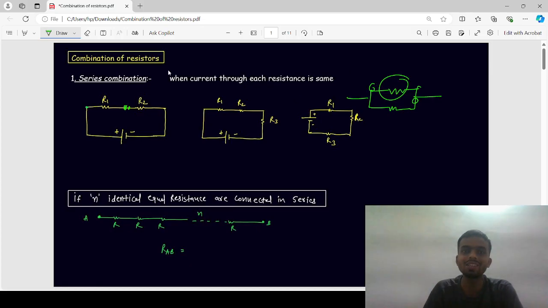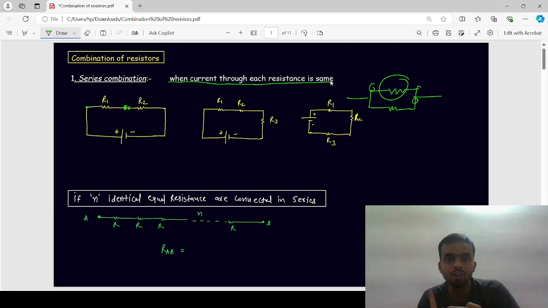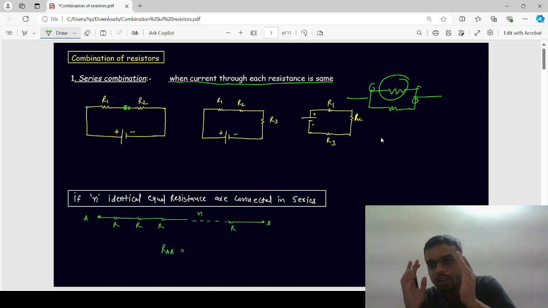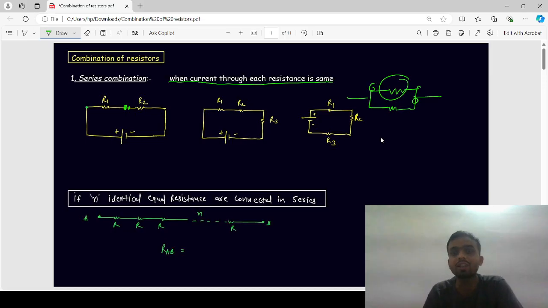So when current through each resistor is same and end points are not connected, then it is said to be in series combination. One thing I will tell you: when current through each resistor is same, it doesn't mean that it will always be in series combination for sure. One must satisfy that the current in both the resistances is same as well as their end points are not connected.